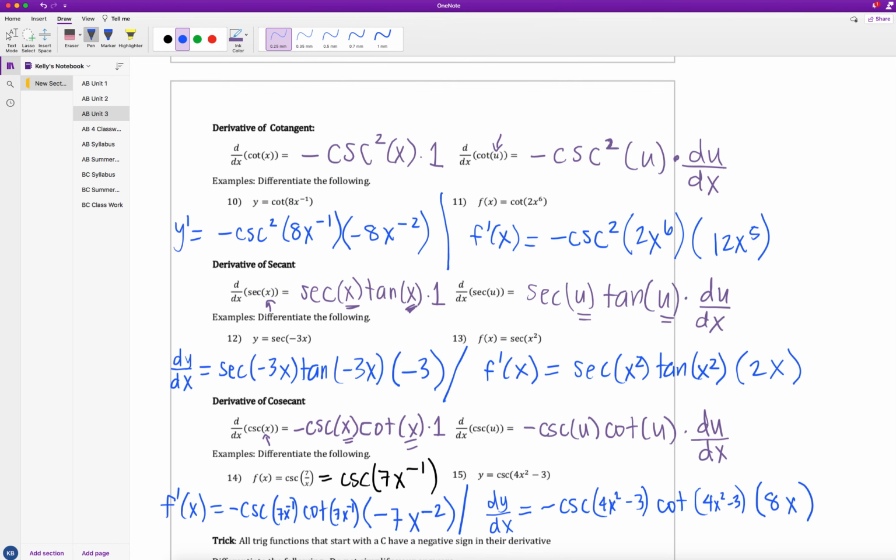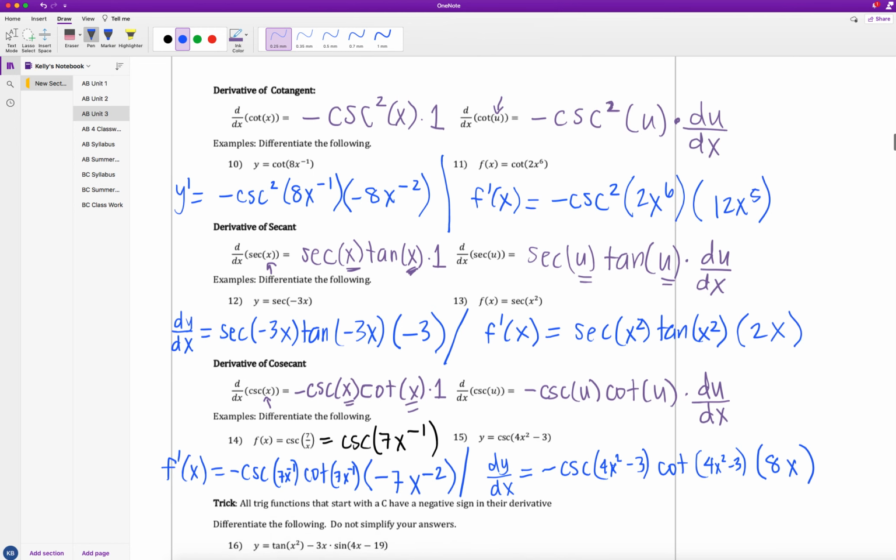One thing I do have at the bottom of the page here is a little trick to help you remember these. This is not why I have negative signs, but one thing that they happen to have in common is that all trig functions that start with a c, so cosine, cotangent, and cosecant, all happen to have a negative sign in their derivative. Now that's not why they have a negative sign, but it just so happens that all three trig functions that start with a c have a negative sign. One of those things that we can easily forget is that negative or positive sign, so this can just be a little trick to help you remember that.